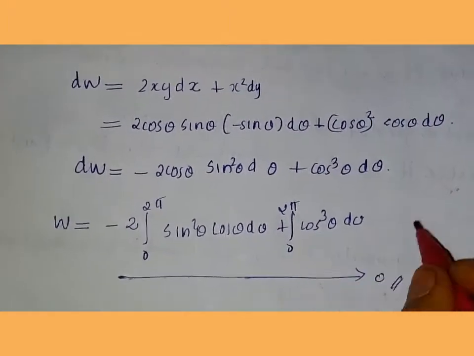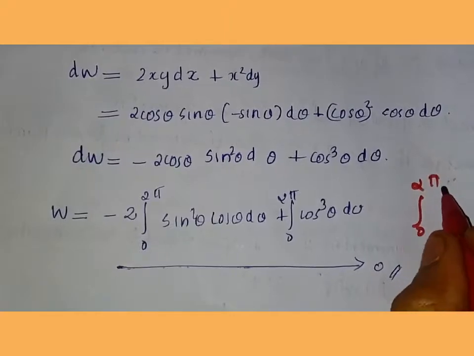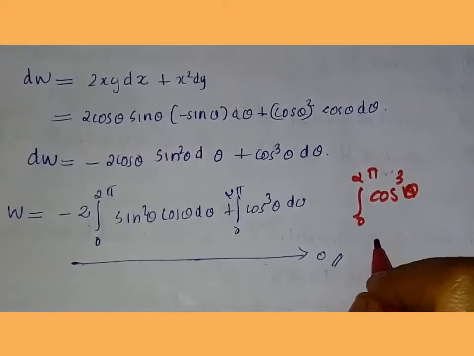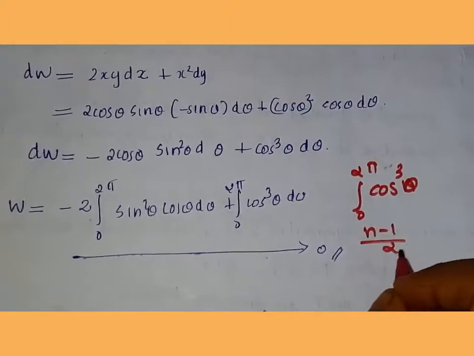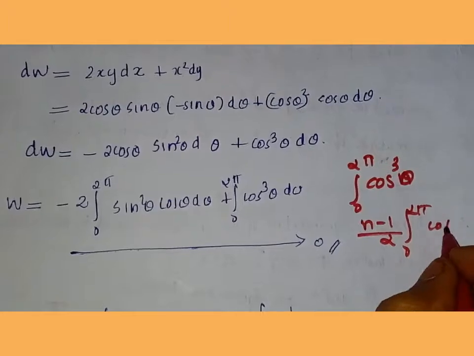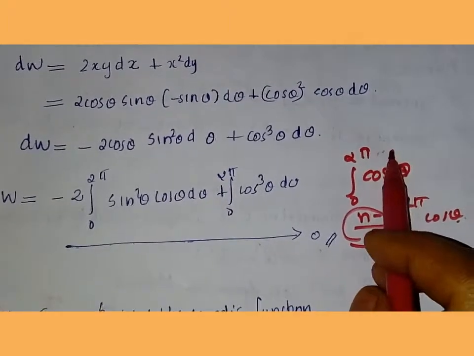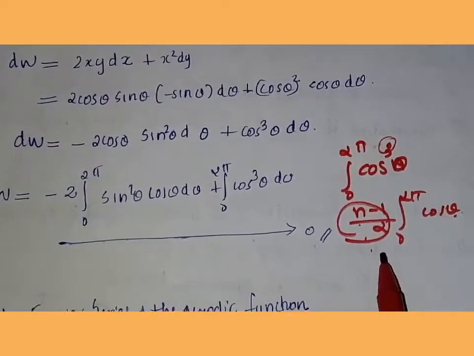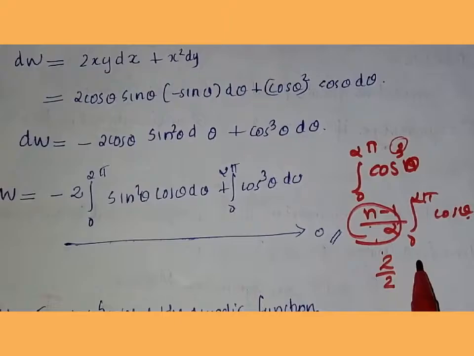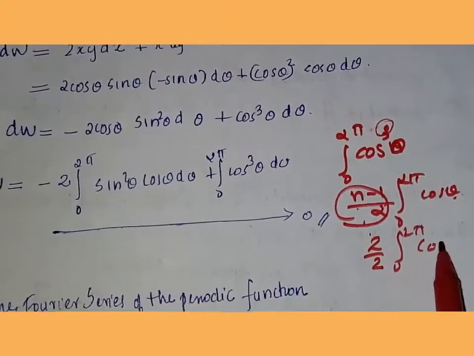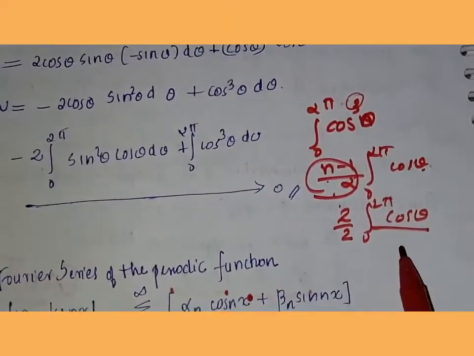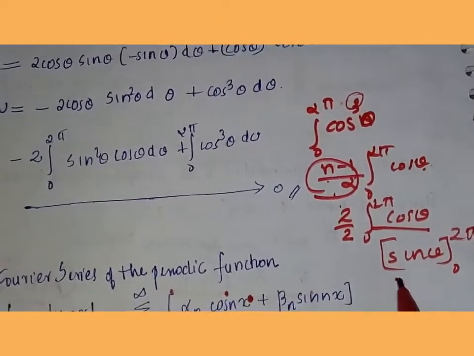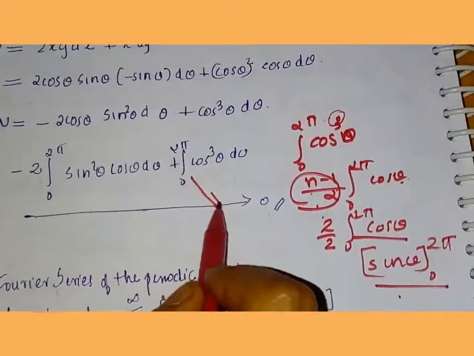We know that integral of cos^n theta means n minus 1 by n, integral 0 to 2 pi cos^(n-2) theta. Here n is 3, so 3 minus 1 by 3, that is 2 by 3, integral 0 to 2 pi cos theta. Cos theta integration, that is sin theta. Sin of 0 and 2 pi is also 0. So this integral will be equal to 0.